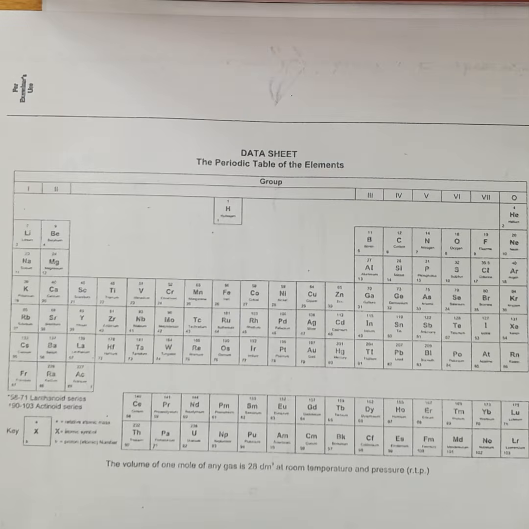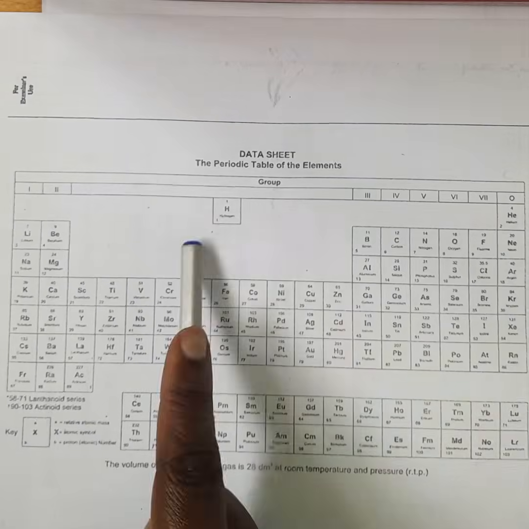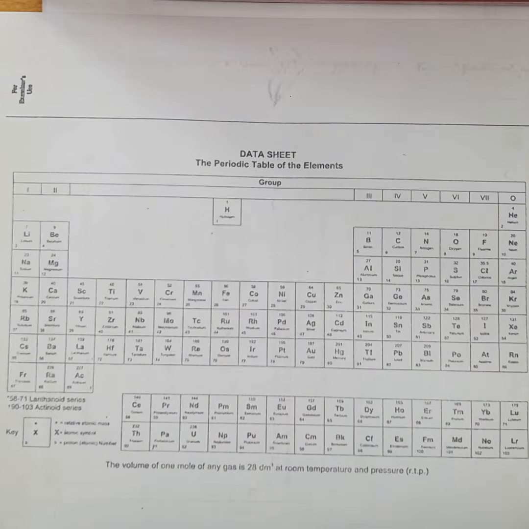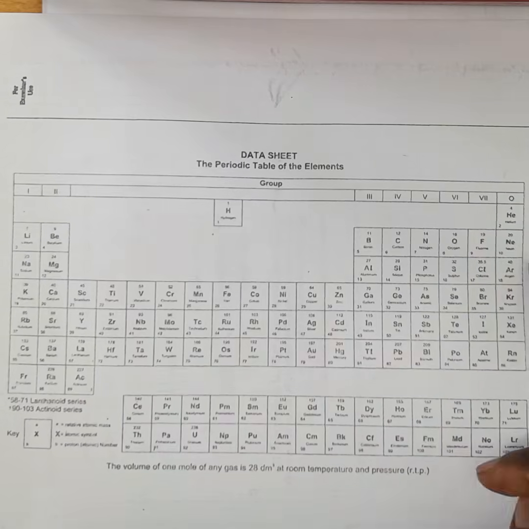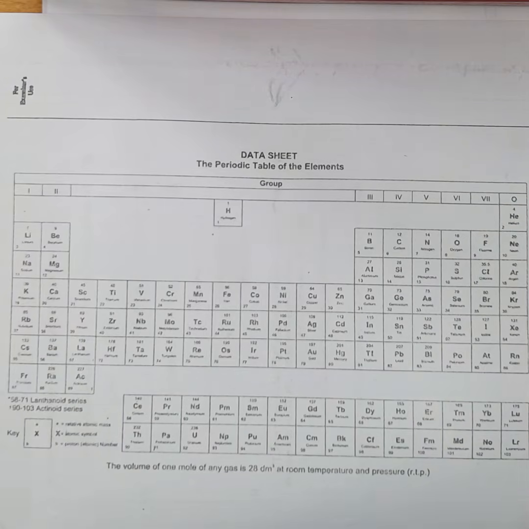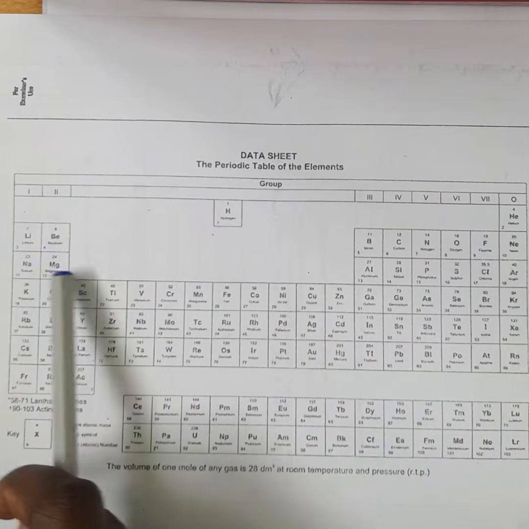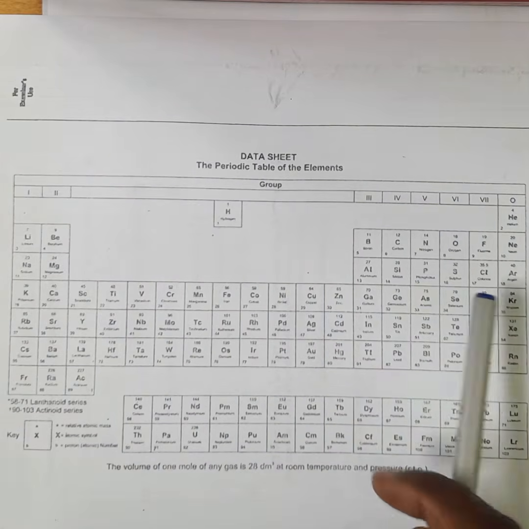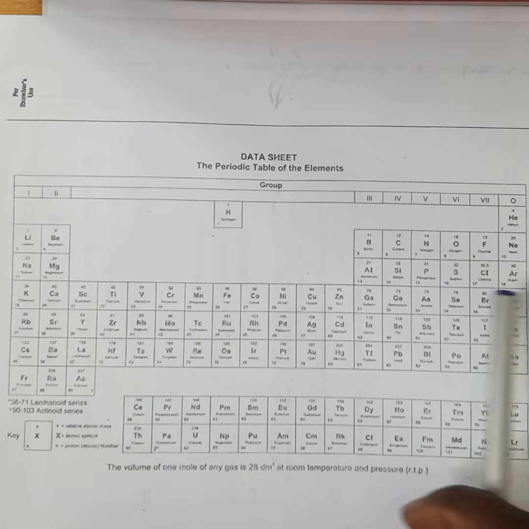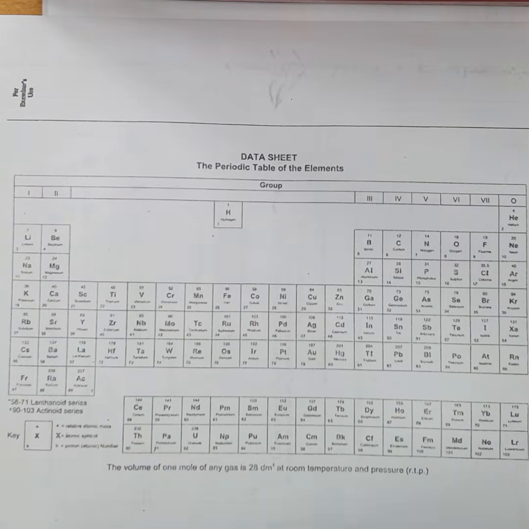This is the periodic table. So you should know that when they are saying period, it means the rows. And then if they are saying group, it means the columns. So in the first period, we are having hydrogen and helium. And then in the second period, we are having lithium to neon. And then in the third period, we are having sodium, magnesium, aluminium, silicon, phosphorus, sulfur, chlorine, and argon.